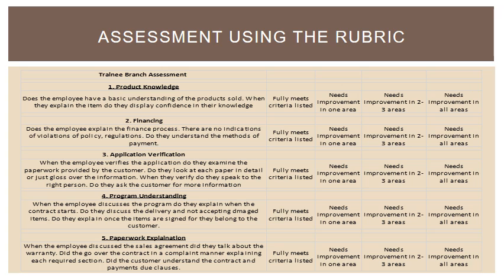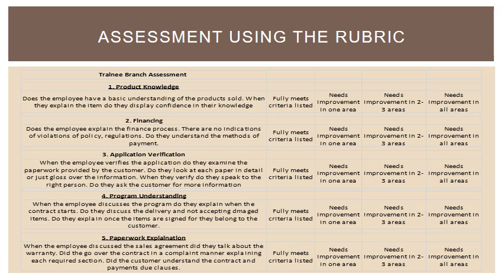Next, we go to the application verification. When the employee verifies the application, do they examine the paperwork provided by the customer? Do they look at each piece of paper in detail or just skim through it? When they verify, do they speak to the right person instead of calling, are they checking to see if the work number is a cell phone of a friend or the actual job? These things are important. Do they ask the customer for information? Say a customer doesn't have it, do they ask for it? Do they seek alternatives to find that information?